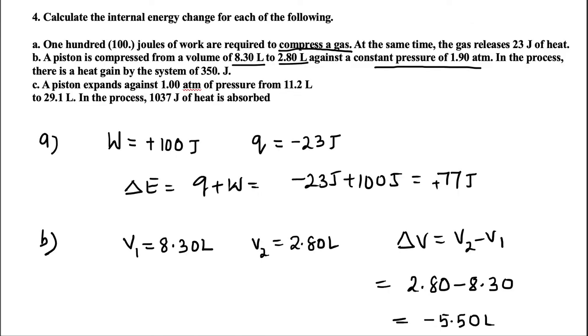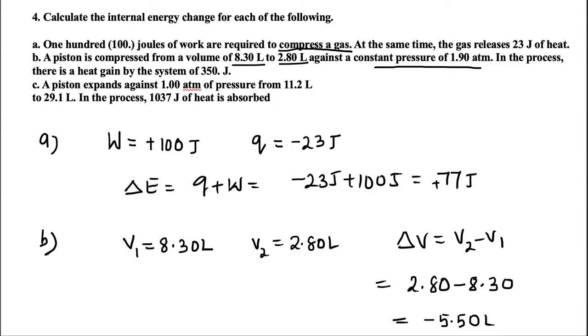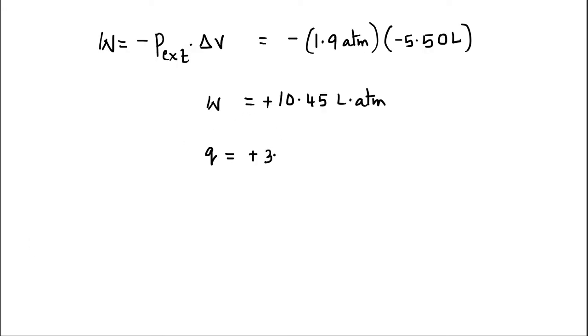Okay, this is the work done. And what is the problem here? In the process, there is heat gained by the system. Now heat is gained by the system, therefore Q is positive. How much heat is gained? That is 350 joules of heat gained. Therefore I should say this is plus 350 joules.